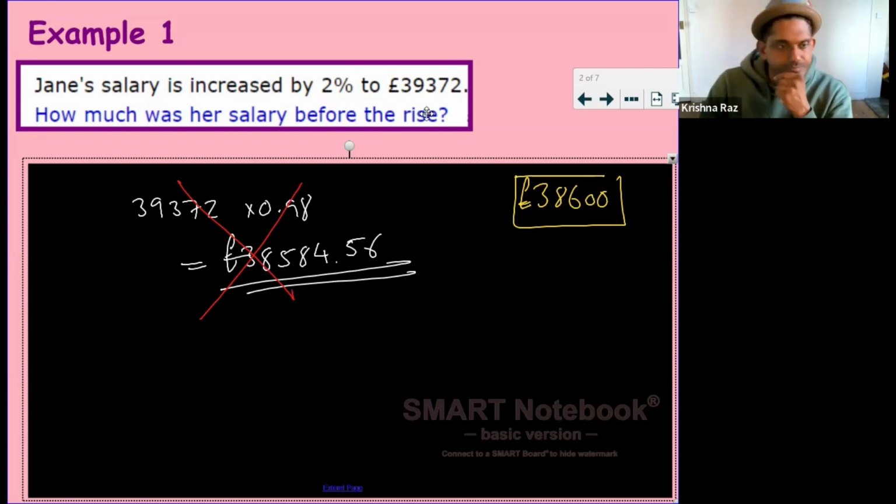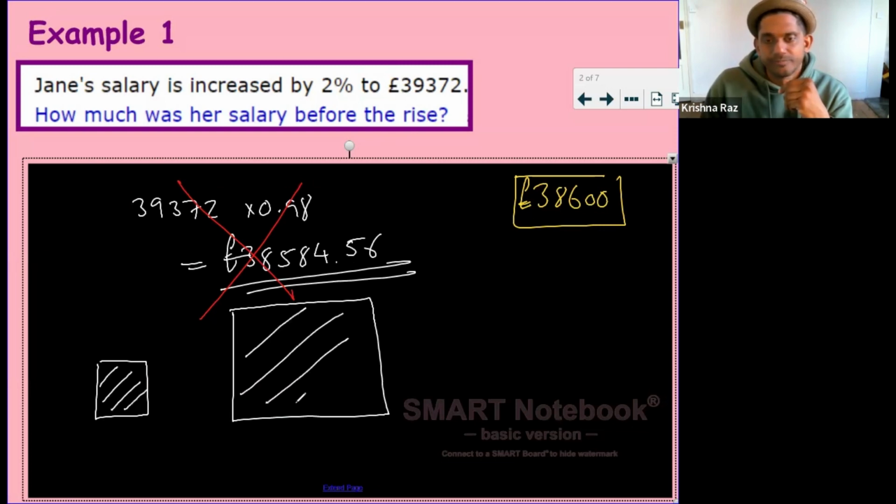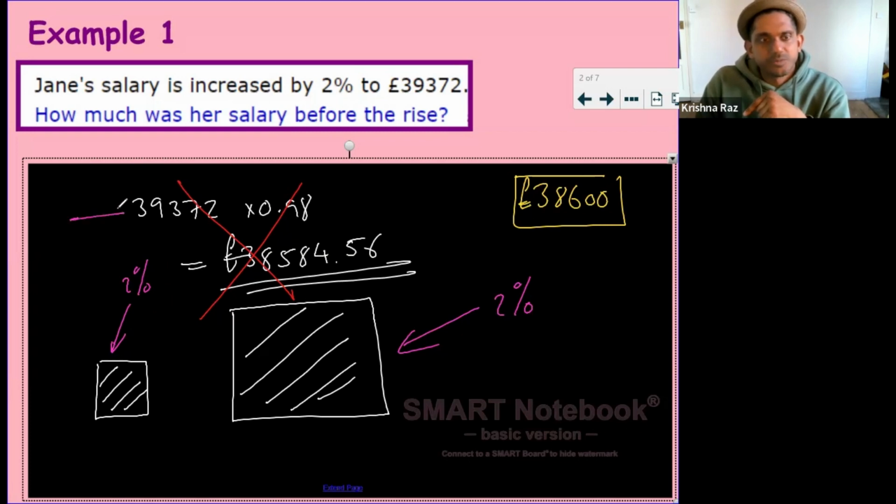Why? Anyone? Well, think of it this way. If this is the original and this is the after amount, the after is big. I've just made it visually a lot bigger to highlight the point. Is 2% of this the same as 2% of this? I think the penny's dropped. Of course it isn't. And that's why we can't do it this way, because we found 2% of the wrong amount.